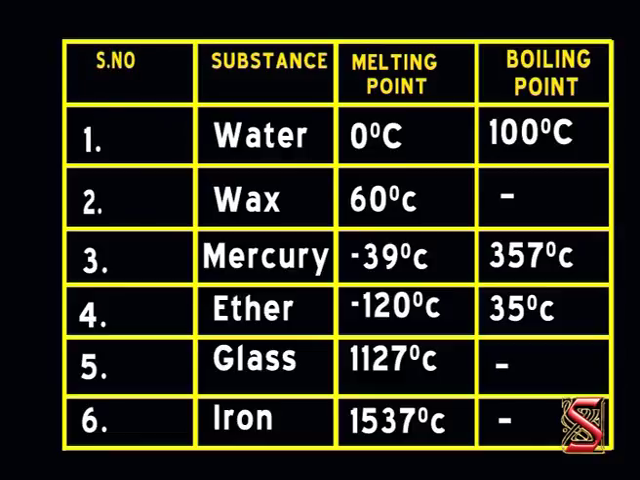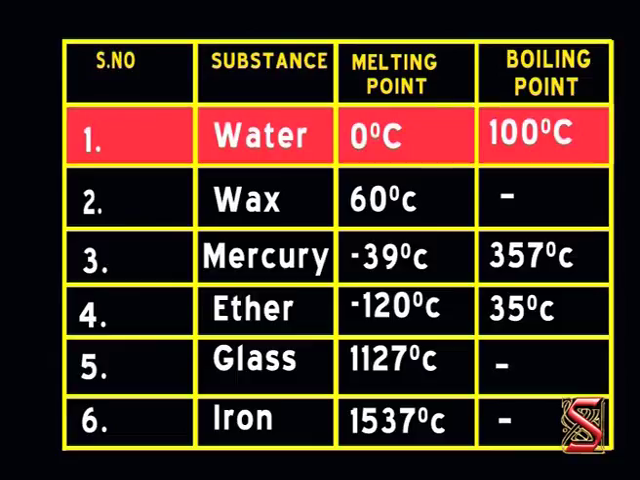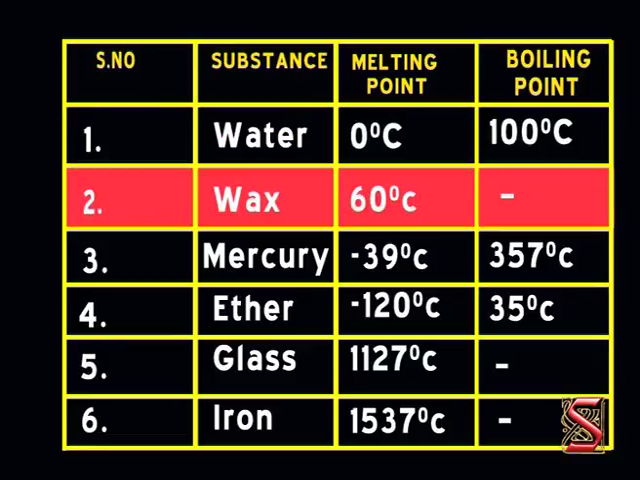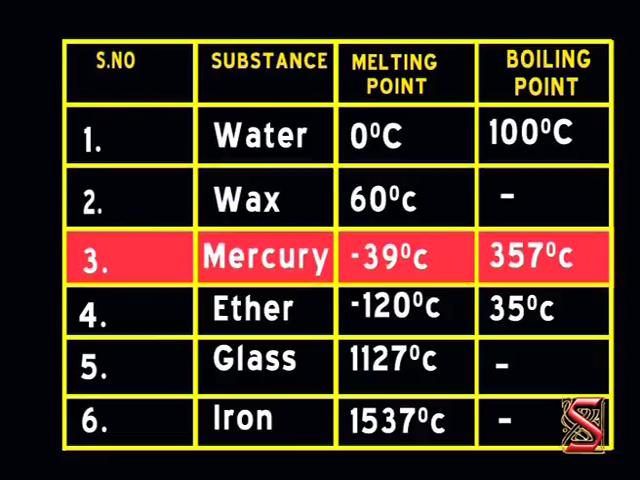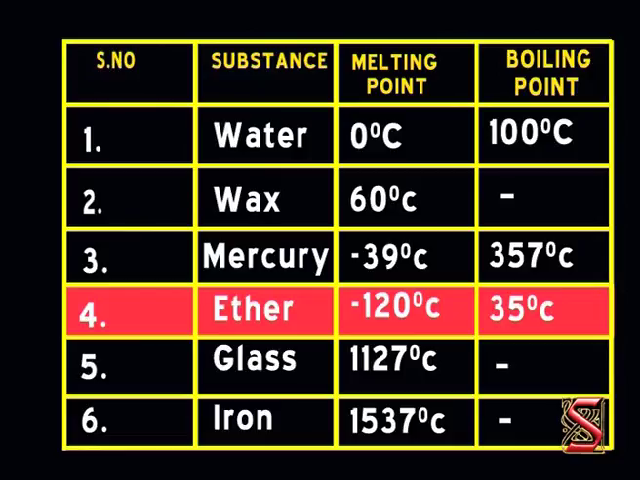The melting and boiling points of some substances determined at normal atmospheric pressure are given in the table. Substance: water, melting point 0 degrees Celsius, boiling point 100 degrees Celsius. Wax, melting point 60 degrees Celsius, no boiling point. Mercury, melting point minus 39 degrees Celsius, boiling point 357 degrees Celsius. Ether, melting point minus 120 degrees Celsius, boiling point 35 degrees Celsius.